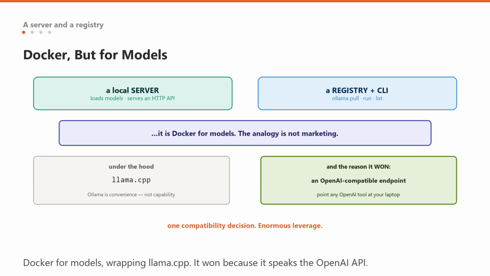If you have used llama.cpp directly, Ollama is convenience, not capability, and a useful detail. It exposes an OpenAI compatible endpoint, which means most tools that speak to OpenAI can be pointed at your laptop by changing one URL. That single feature is why Ollama won.